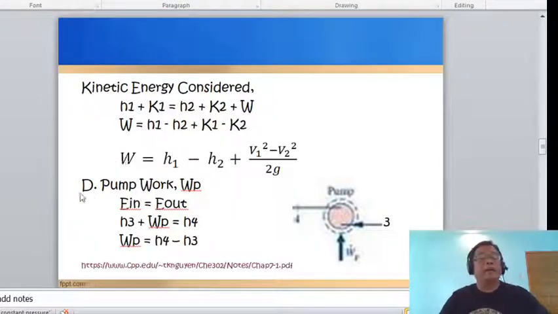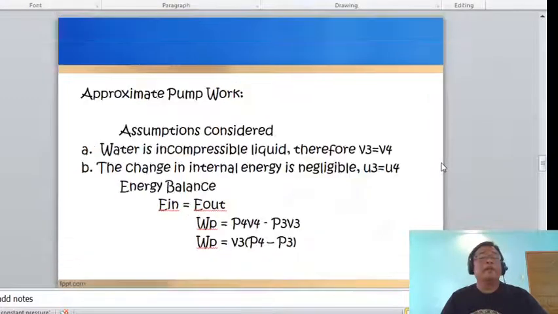Getting now the pump work, it equals the difference between H sub 4 and H sub 3. Now, the approximate pump work. We have here the assumptions. Water is incompressible, therefore the specific volume at 3 is the same as the specific volume at 4. Another assumption is that the change in internal energy is negligible, so U sub 3, the internal energy at 3, equals the internal energy at 4.